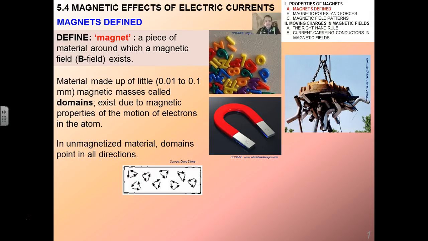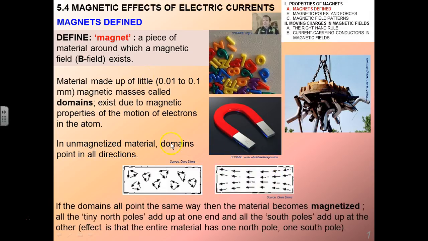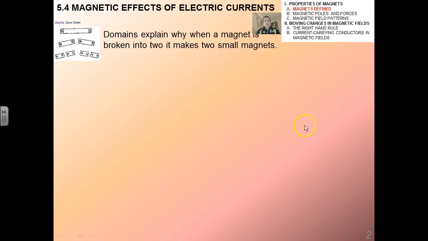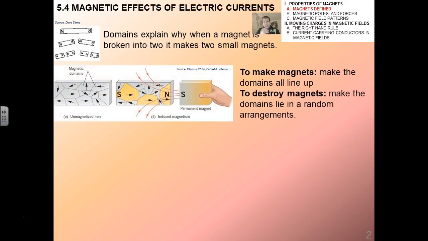In an unmagnetized material, the domains point in all directions. If the material becomes magnetized, and I'll talk about how we do this in the next slide, all the little domains line up parallel to one another. It turns out that the domains themselves are a bunch of small little magnets. So all the tiny north poles add up to one end and the south poles add up to the other. And the effect is that the whole piece of material has one big north pole at one end and one big south pole on the other. Now, domains also explain how a magnet, when broken into two, makes two small magnets.